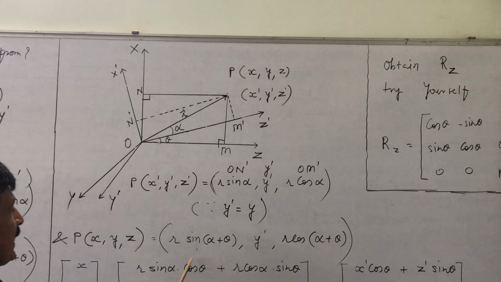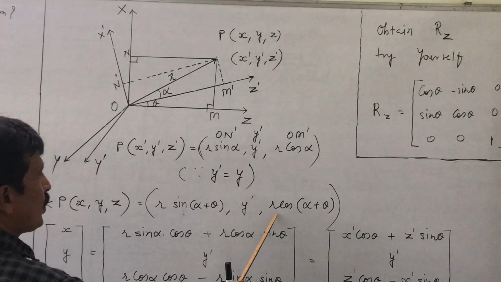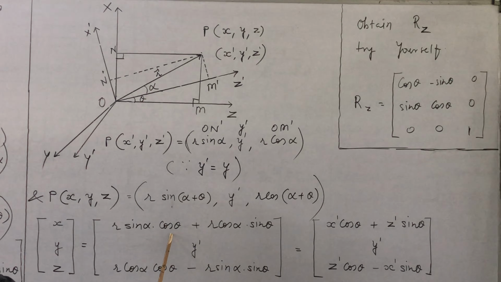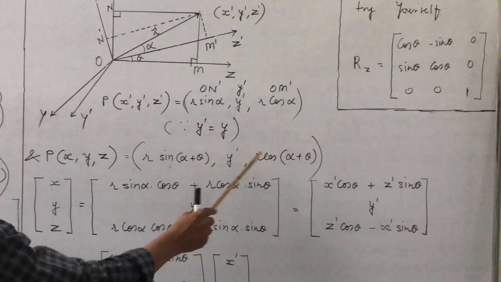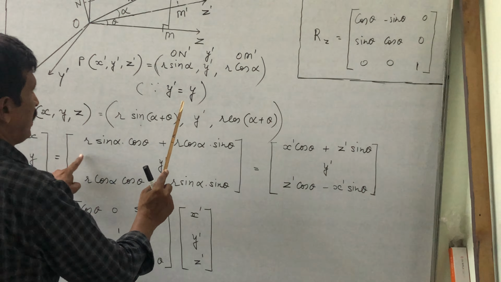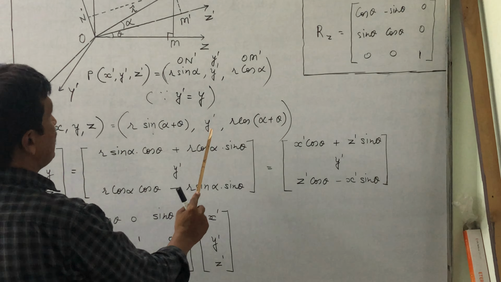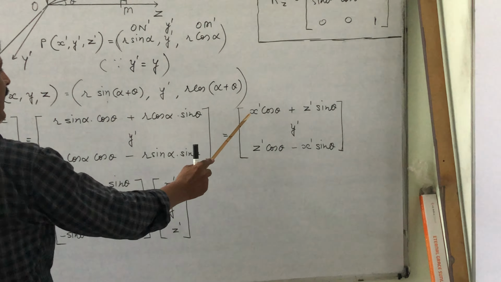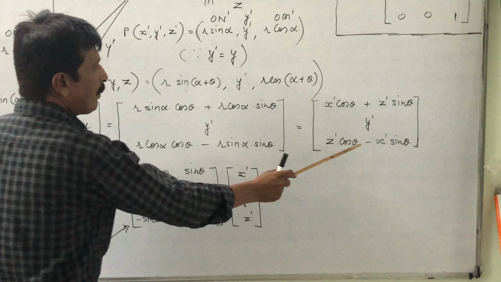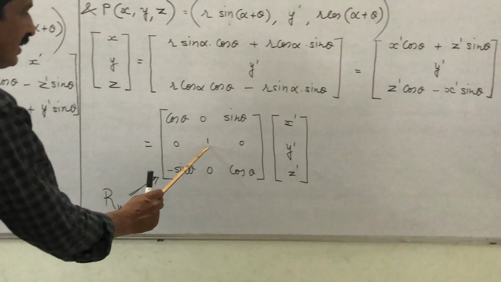This one is the x component, r sin of alpha plus theta, y dash. This one is the z component, so r cos of alpha plus theta. Expanding this: r sin alpha cos theta plus r cos alpha sin theta, y dash is y, and r cos alpha cos theta minus r sin alpha sin theta. Now r sin alpha is x dash and r cos alpha is z dash. So this is x dash cos theta plus z dash sin theta, y dash remains the same, and here z dash cos theta minus x dash sin theta. In matrix multiplication form, y dash does not change, so we have put 1 here.